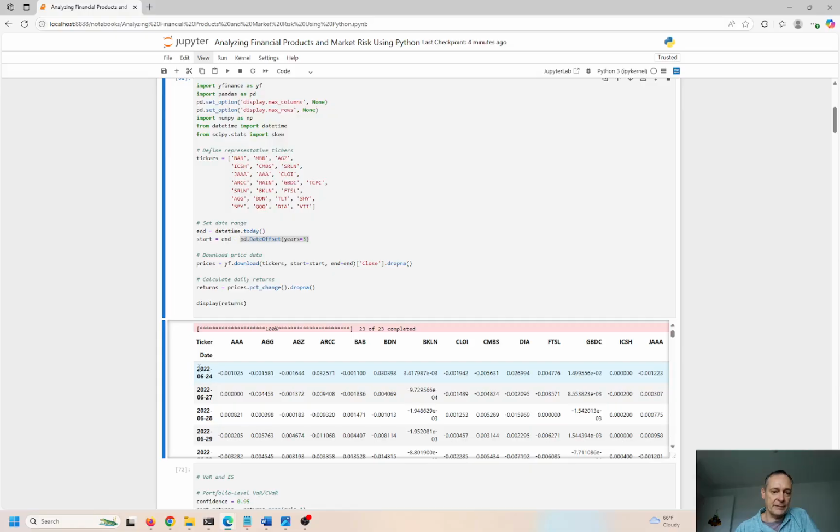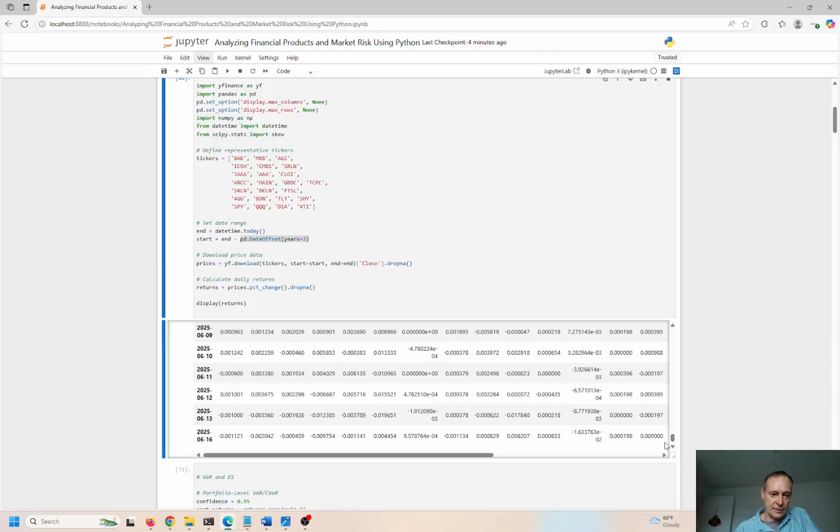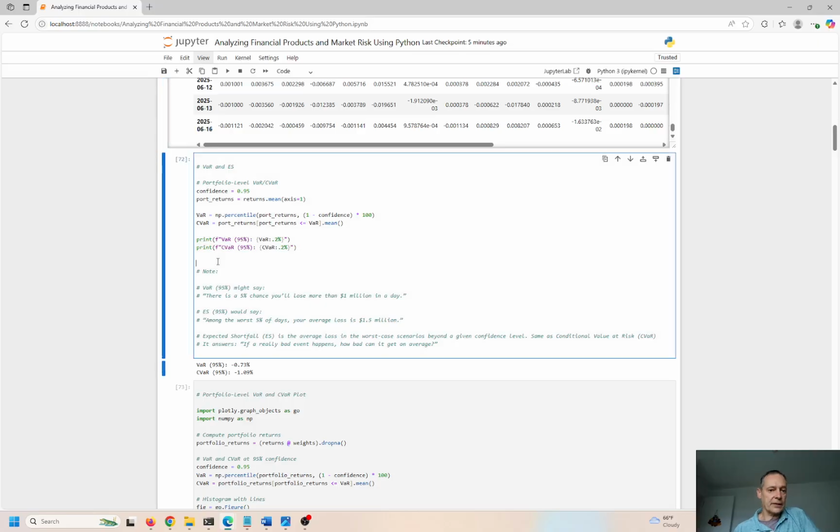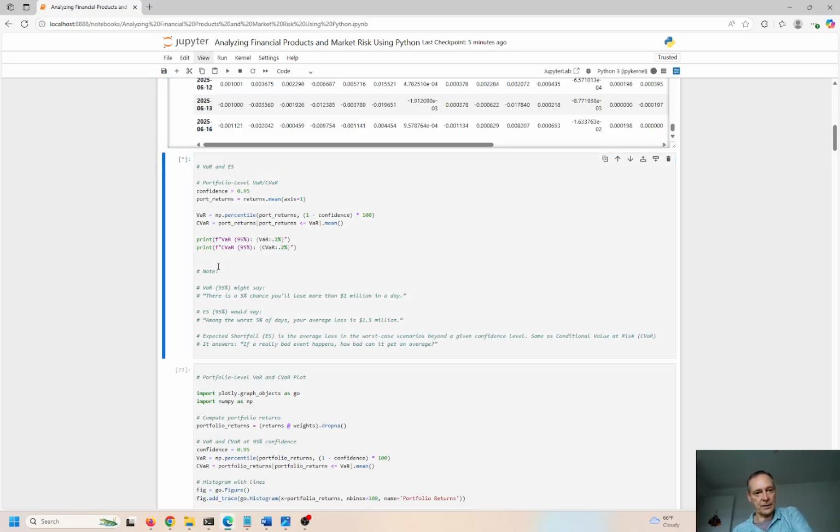So we go back in time 3 years, right? And the last thing we have here is for yesterday, right? So this is daily returns for all of these benchmark proxies. So the first thing I want to do here is compute VaR and CVaR.